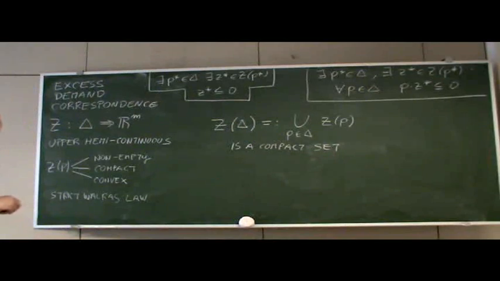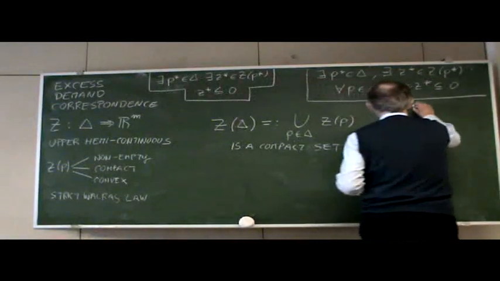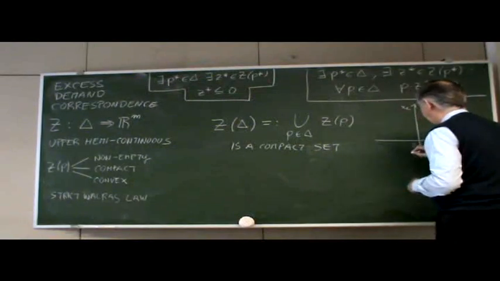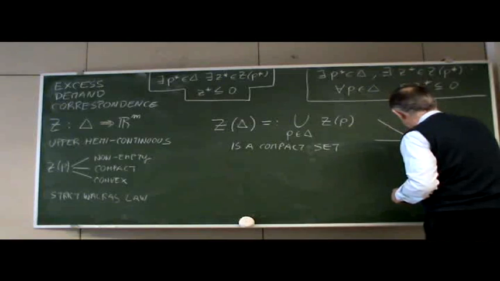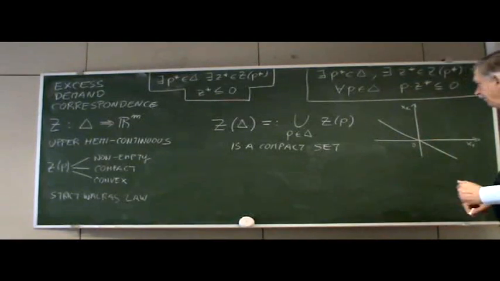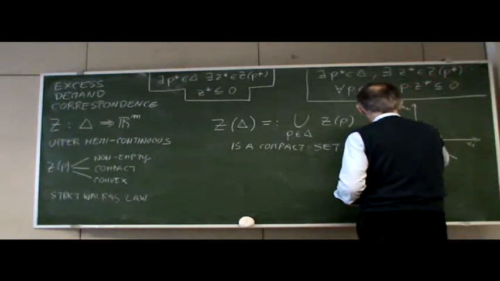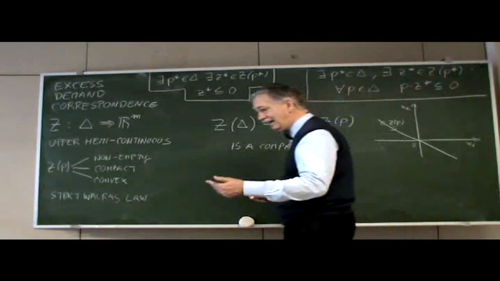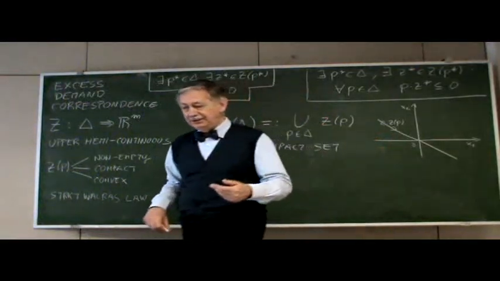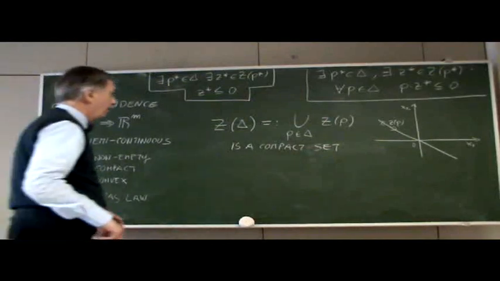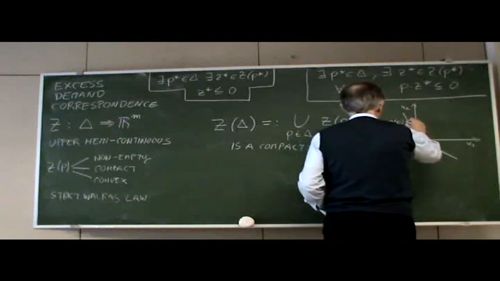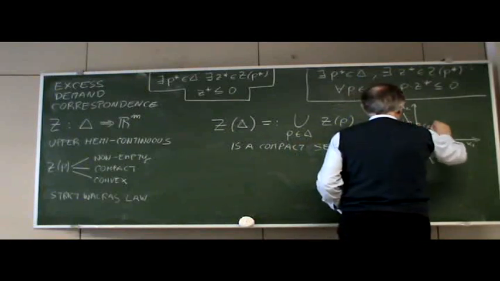Let us represent this result by means of a graphic. Suppose there are only two goods, good 1 and good 2. Take any price system. This line is simply the set of all the vectors which have a null value with respect to that price system. By strict Walras' law, the set Z of P lies entirely on this line, because by strict Walras' law, every excess demand vector has a null value according to P. Repeat the same construction for any other price system. For example, this is another price system, you obtain another, say, Z of P prime, and so on.